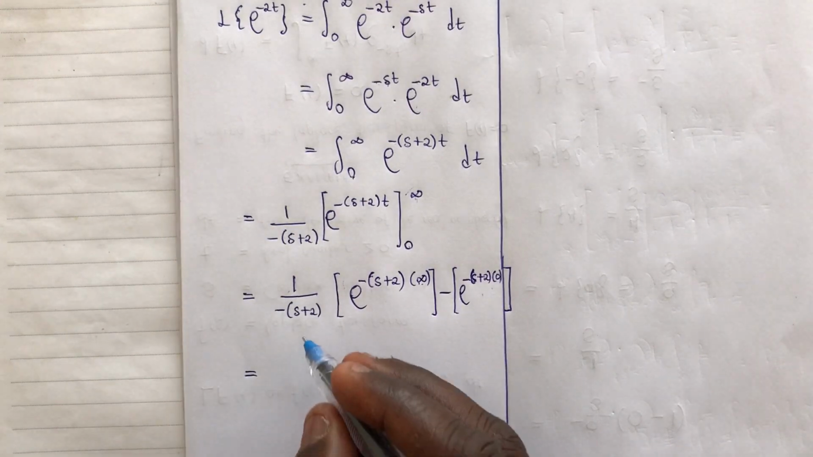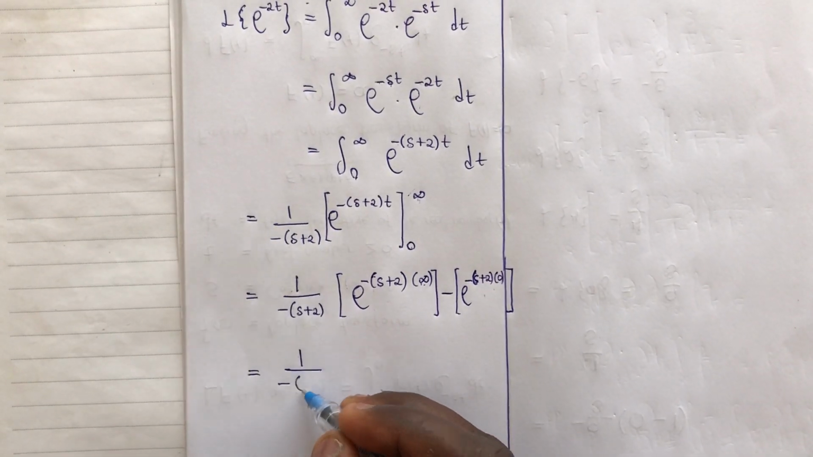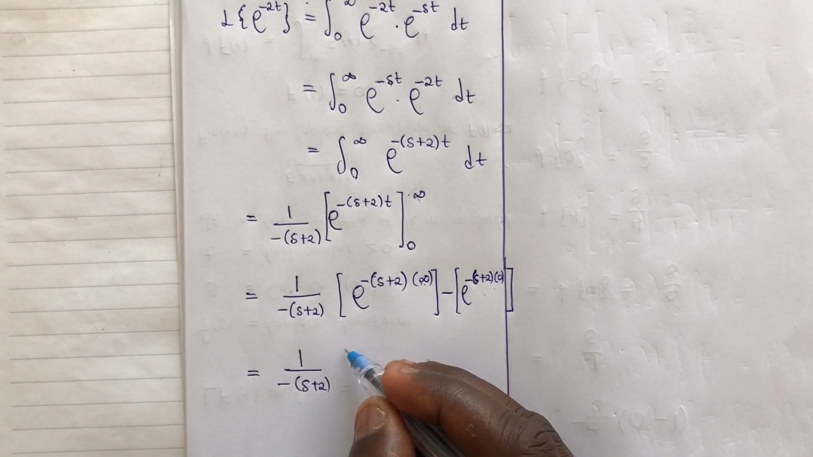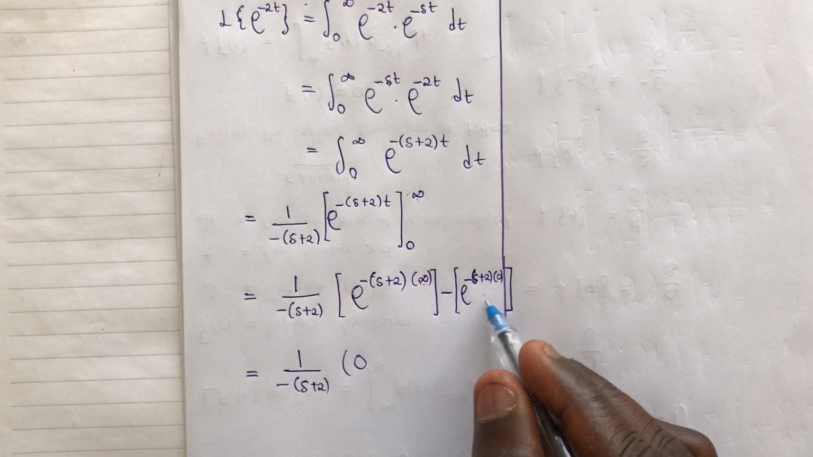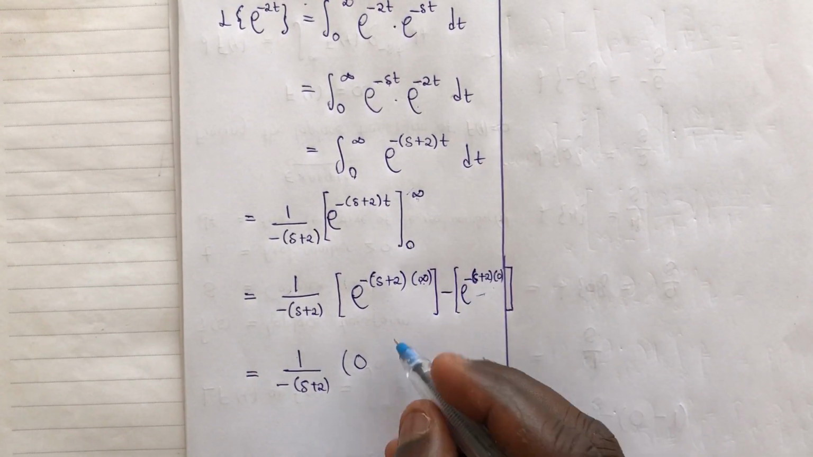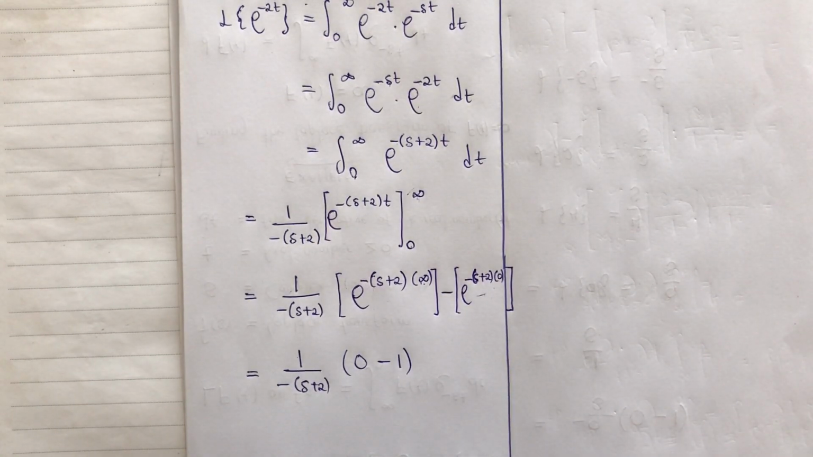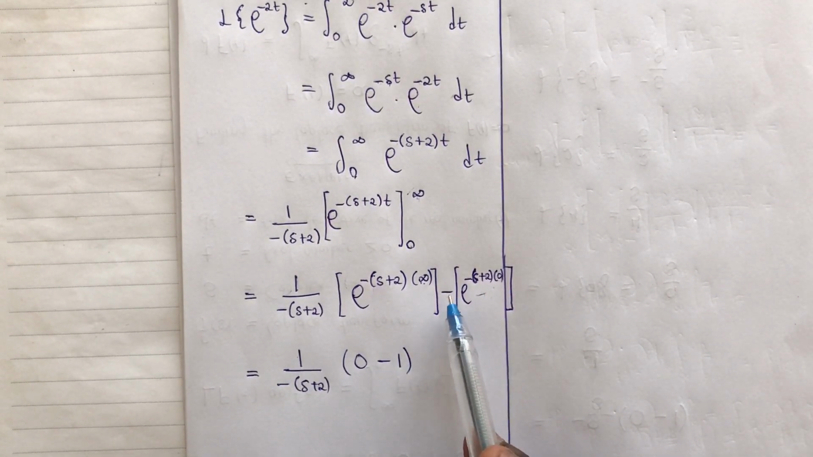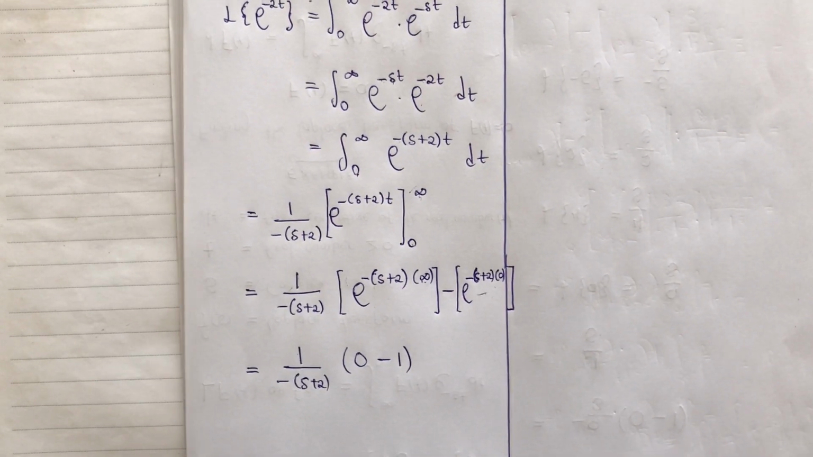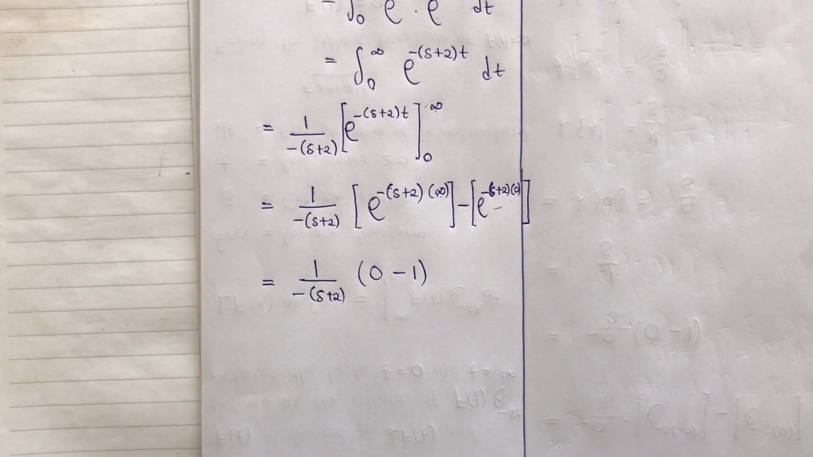So we have 1 over minus s plus 2 times 0. The whole side here is 1, so we have minus 1. Don't forget there is a negative sign here. Don't ask me where I got this negative. It is coming from here. So now the result is very simple.